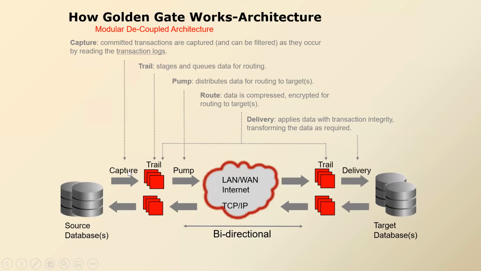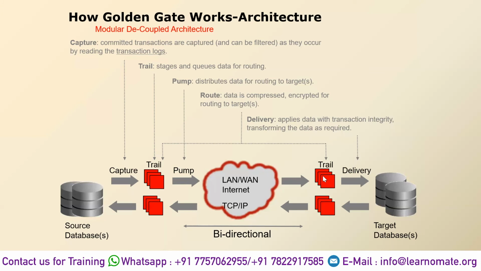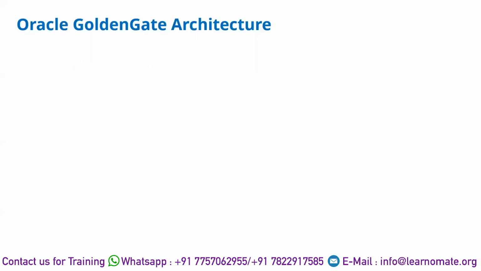Now, if you see here, each process in GoldenGate has a source to read from and a target to write to. The capture process source is the transaction logs of the database and the target is the local trail. The pump process source is the local trail and the target is the remote trail. The replicate process source is the remote trail and the target is the target database. So each process in GoldenGate has a source to read from and a target to write to.